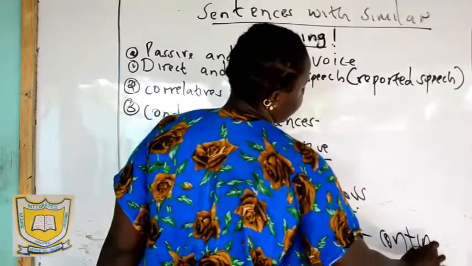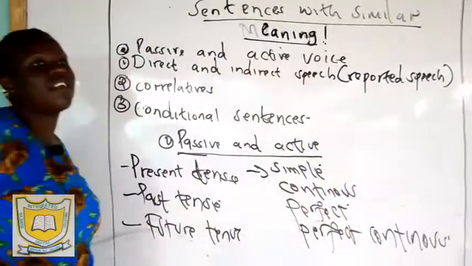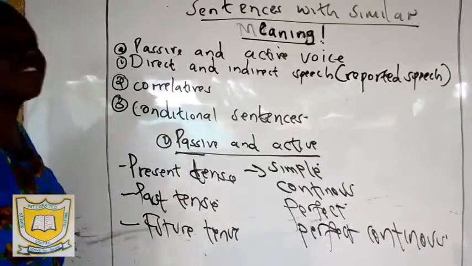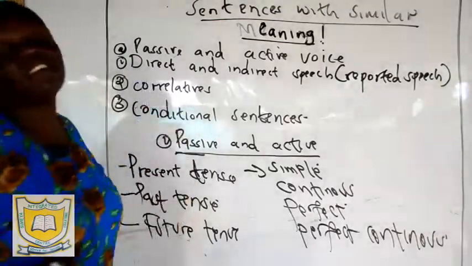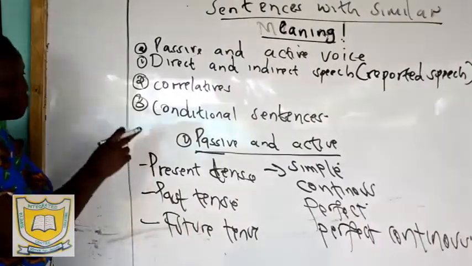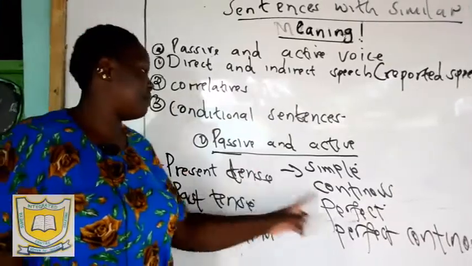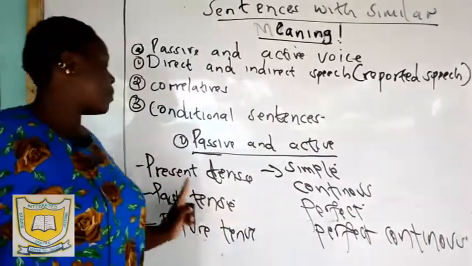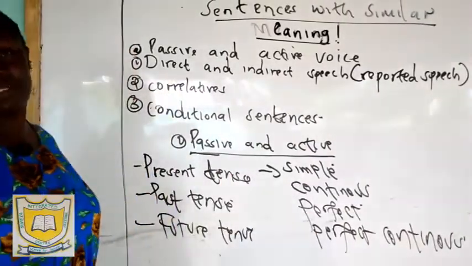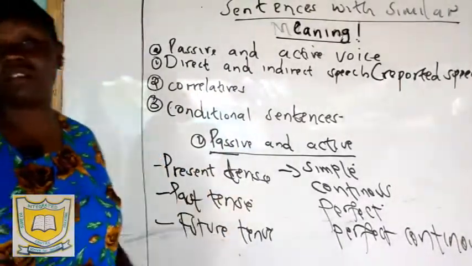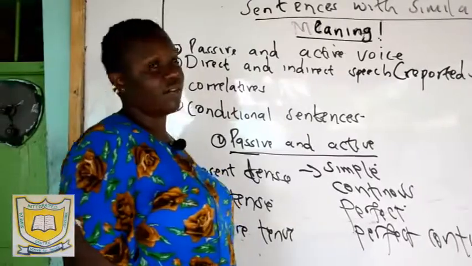You have the perfect, and then you have the perfect what? The perfect continuous. Now, you go to each tense, and from each tense you are going to come up with the present simple tense, the present continuous tense, the present perfect tense, and then the present perfect continuous tense. The same applies to the past tense, and the same applies to the future tense.